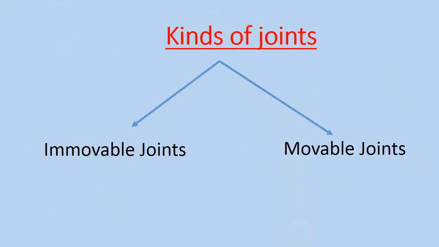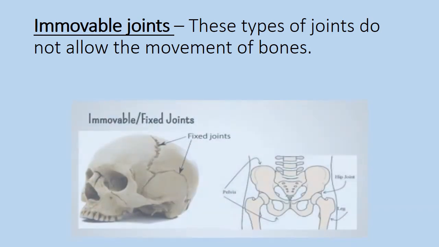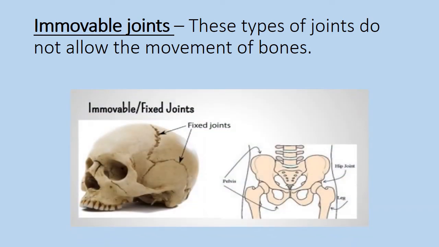Now students, here we are going to study the kinds of joints. Joints are of two kinds. First is immovable joints and the other one is movable joints. Immovable joints do not allow the movement of bones. No movement will occur between the bones if there is an immovable joint in between. For example, the joints of the skull are immovable joints.